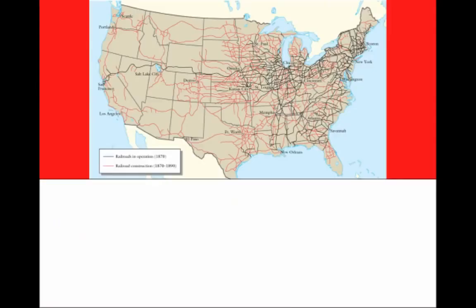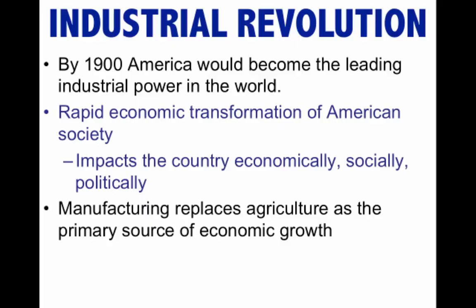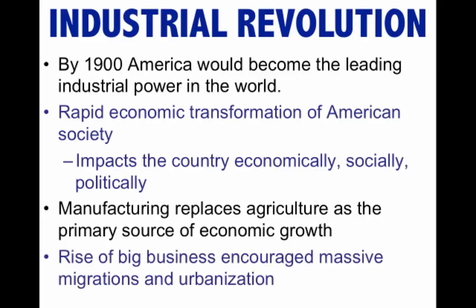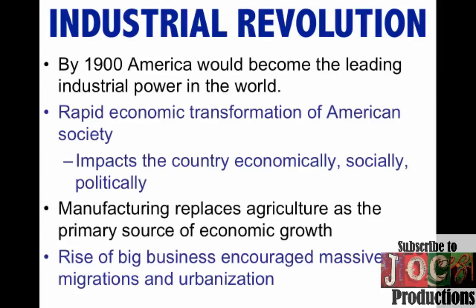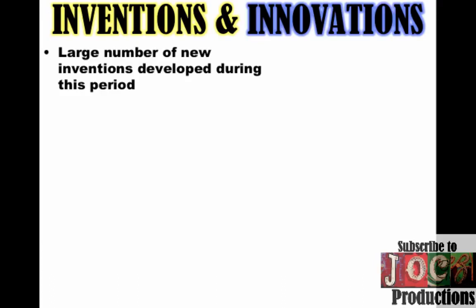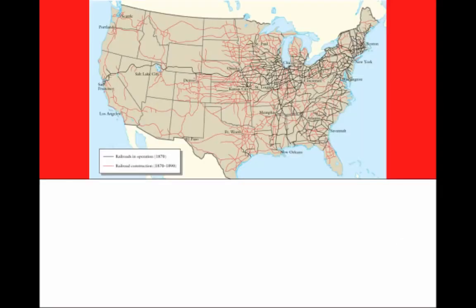Now, the first big business in this era placed agriculture as the primary source of economic growth, and as a result of this rise of big business, you're going to have massive migrations, huge amounts of immigrants coming in, people moving within the United States, as well as urbanization, people moving to the cities. Key to this is a huge number of inventions and innovations, which allows for greater productivity. A large number of new inventions are developed during this period, and a huge number of patents are issued.